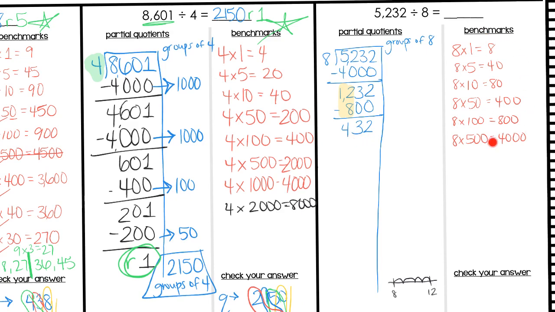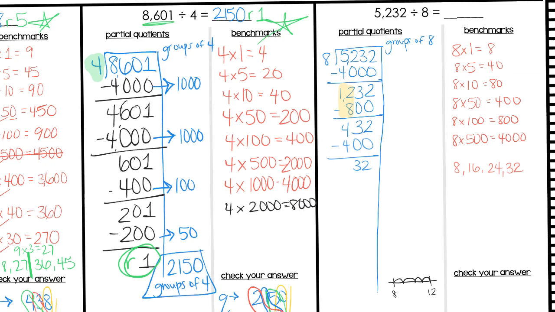What's the largest multiple of 8 that I can take away? I can take away 400. That was an easy one. Now I have 32 left. What's the largest amount that I can take away? 8. But because I am very good at skip counting, I can count by 8s. 8, 16, 24, 32. 32 is a multiple of 8.